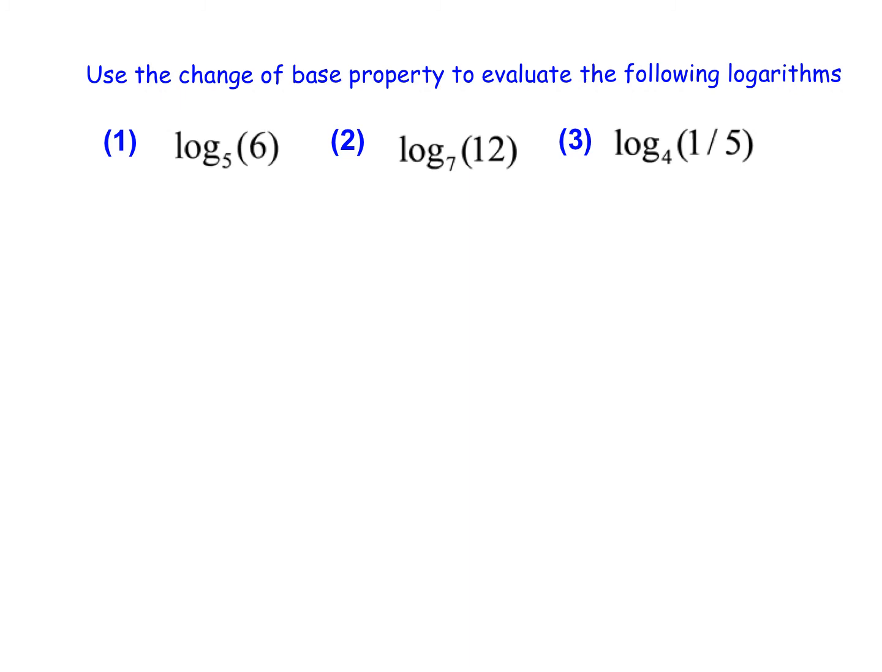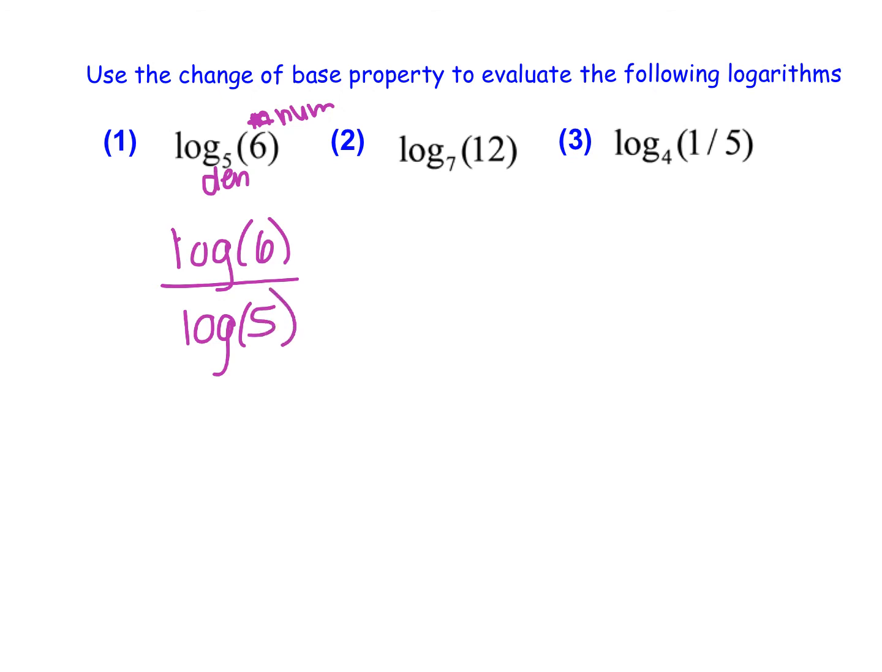This first one here is log base 5 of 6. I'm going to rewrite this using the change of base formula. Remember, this inside piece goes in the numerator, this bottom piece goes in the denominator. So we have log of 6 over log of 5. Remember, you can use natural log or a log of any base. I'm using log base 10 because that's easy to use on my calculator. And if I type that expression into my calculator, I find that the logarithm is approximately 1.11.